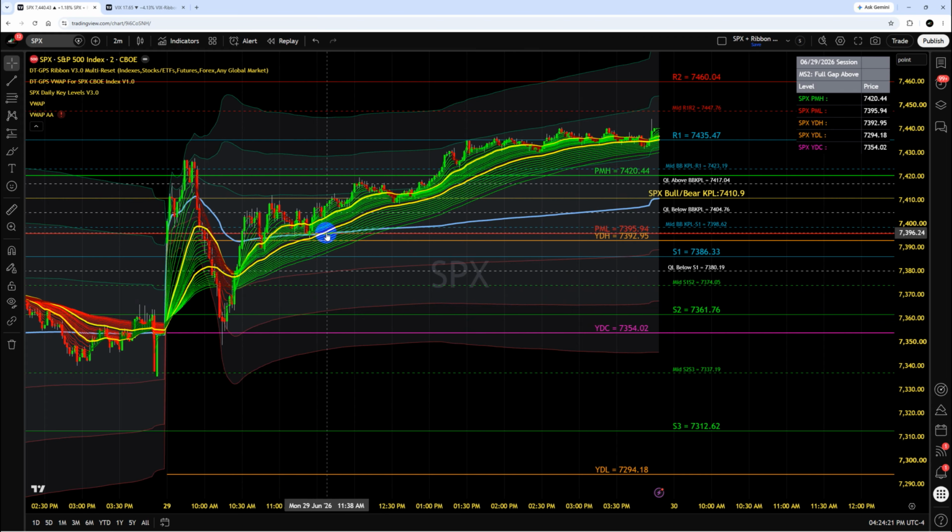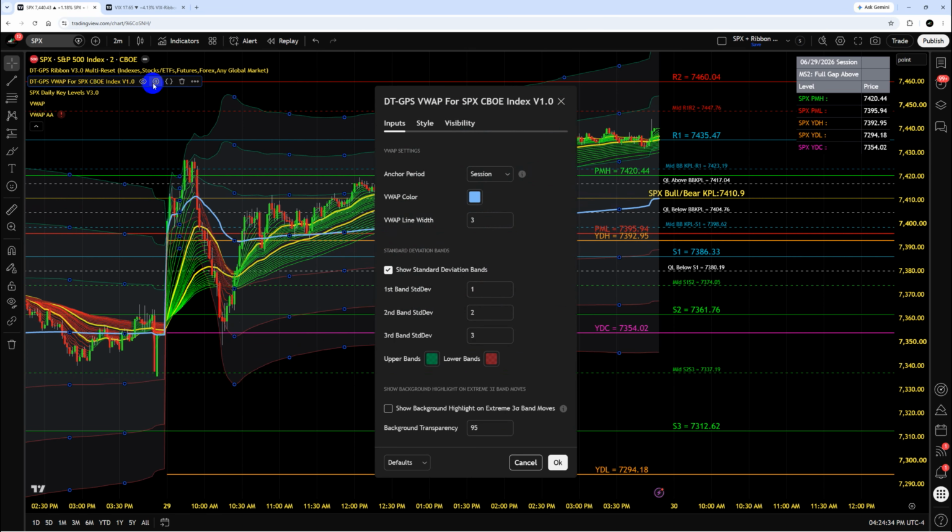The reason it's all blue instead of maybe the normal yellow is because we have the 2 thick yellow moving averages within the ribbon. So it'd be a little confusing if this one was also yellow, so it's just easier to make it a different color. You can make it whatever color that you want. You can also change the standard deviation bands. You can also change the anchor period, although the default is a session. You can also change it to something else if you'd like to do some studying of SPX on a longer chart.